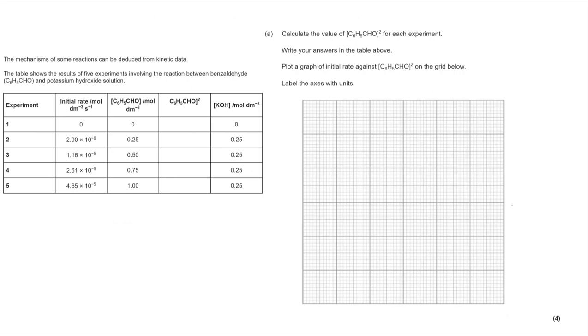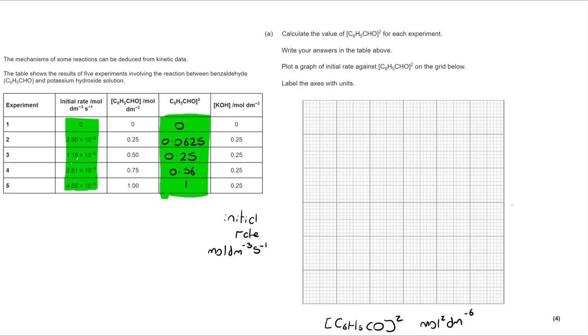So the first thing that you need to do is go through and square each of the values. So I've put those in. You can see those all ready to plot. And these are the two that we are going to plot. Now, we are changing the concentration to measure the initial rate. So that means that the concentration is going to go on the x-axis and the initial rate on the y-axis.